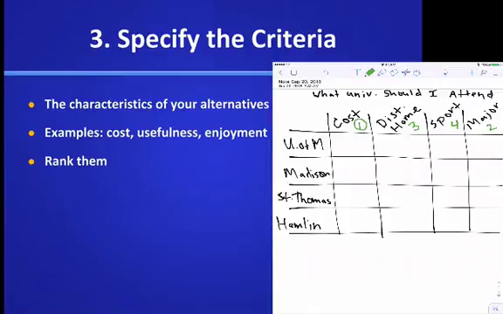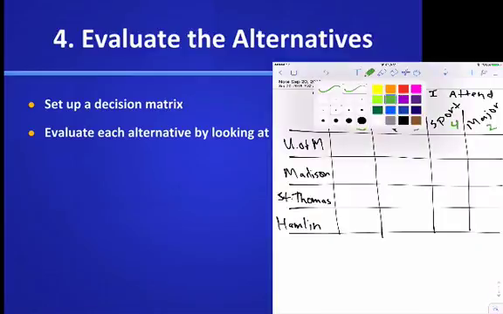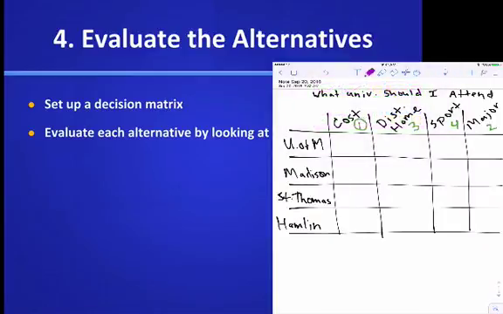So here we have kind of our laid out grid. Now we're going to actually set up this grid like we just did, and we're going to evaluate each alternative by looking at our different criteria. So let's take a look here. We'll go to purple. Okay, so we're going to go through. As you can see, we've established that a ranking of number 1 is the best. I'll write that down here. And a 4 equals the worst.